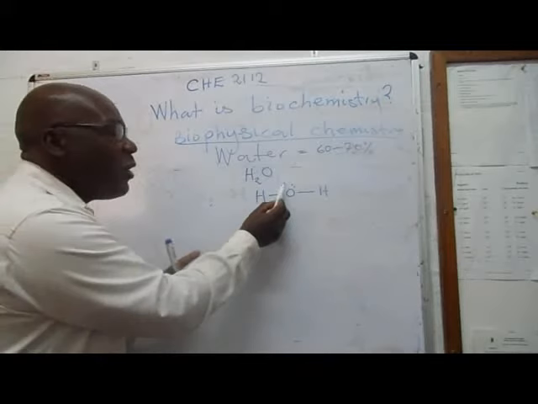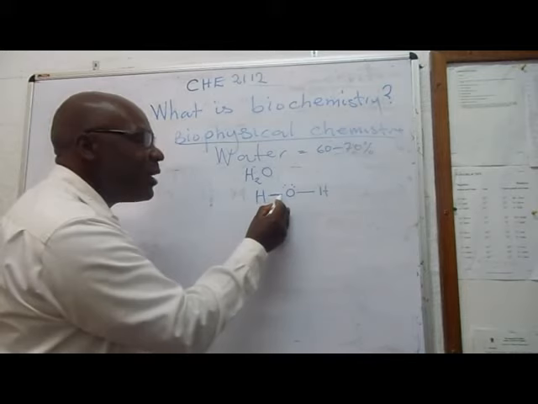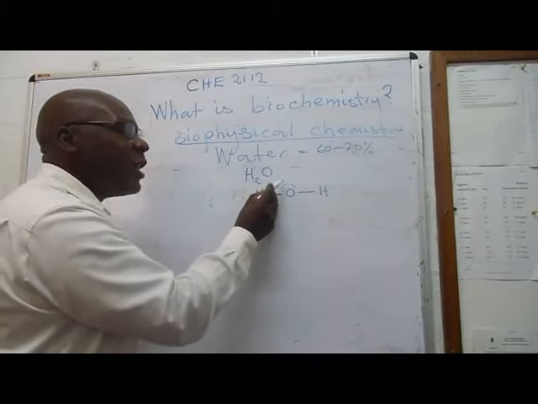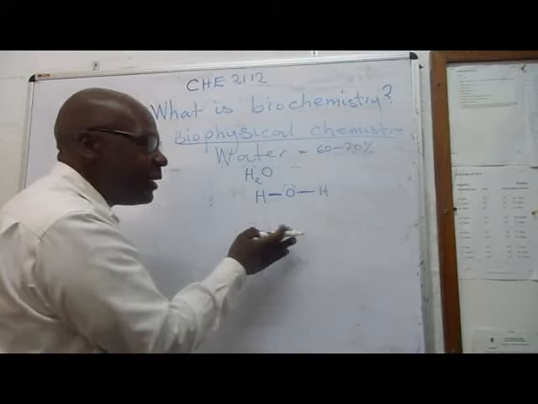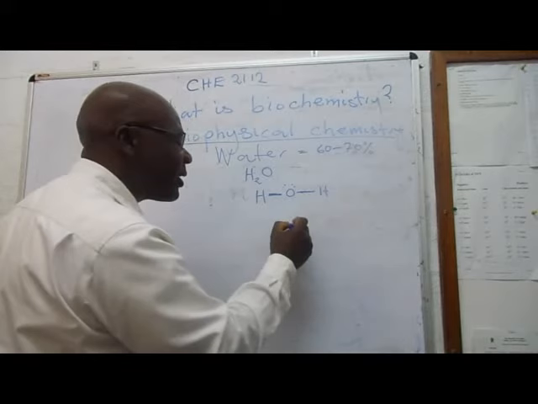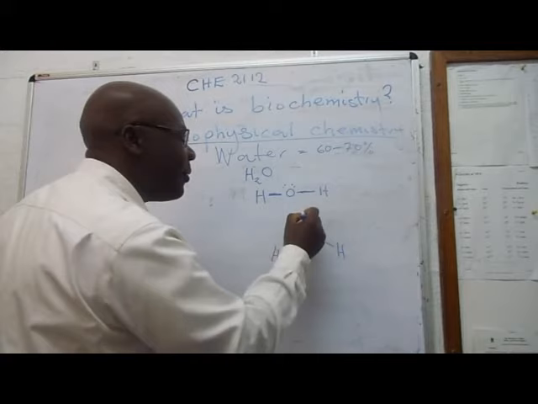Furthermore, the lone pairs repel the electrons that are found in this bond. Remember, in this bond there are two electrons. These electrons, the bonding electrons, are repelled by the lone pair, pushing this bond to move downwards. And then these lone pairs also repel the bonding electrons that are here, pushing it downwards. So that at the end of it all, you are going to have a structure that will look like this. Instead of a straight line, you're going to have this kind of a geometrical structure.